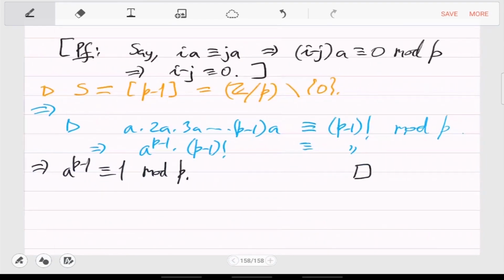So as long as a is not 0 mod p, multiplying it p minus 1 times, you get 1 as the remainder. Any questions? Okay.